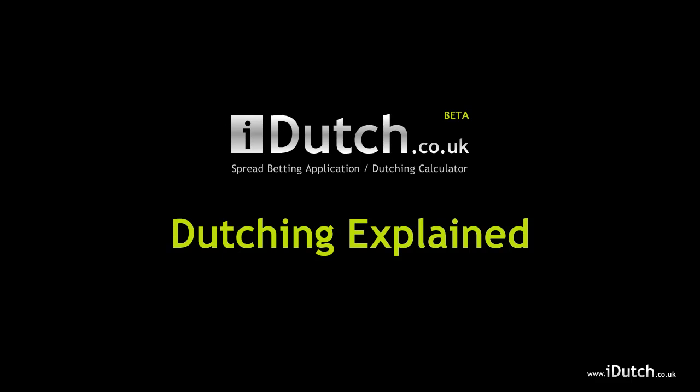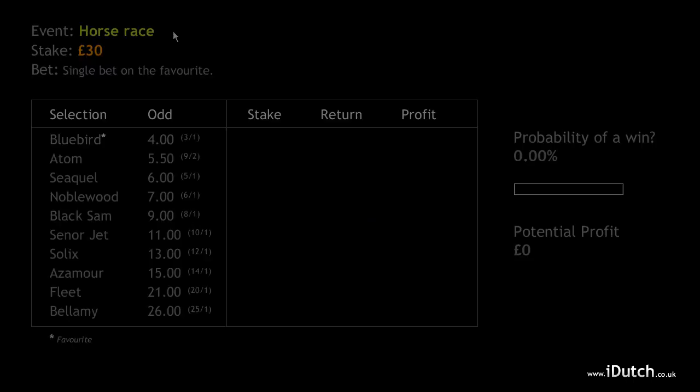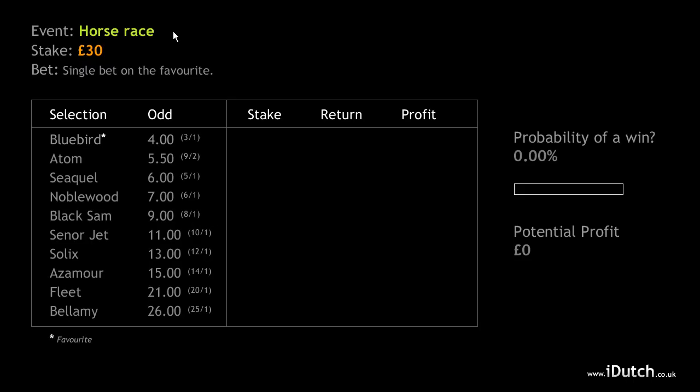In this demonstration, we aim to give you a basic understanding of how a Dutch bet works. For this example, we will be using a horse race, and our maximum stake will be £30. If you look to the left, we've listed all of the horses with their corresponding odds.